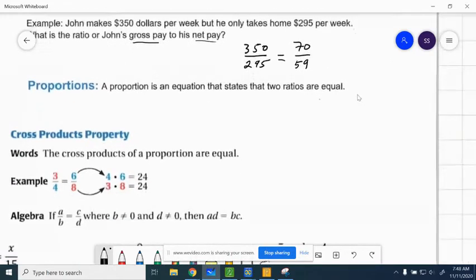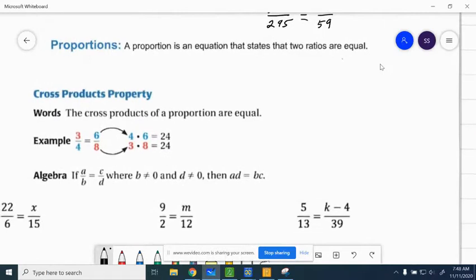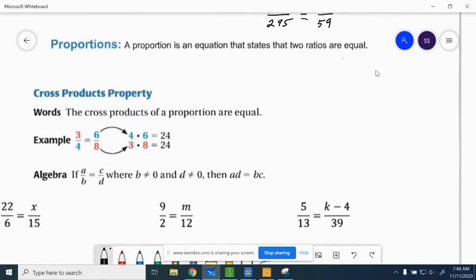Now a proportion is an equation that states that two ratios are equal. Let's look at a really basic example. We have 1/2 is equal to 4/8, because 4 is half of 8, just like 1 is half of 2. So this would be a proportion.